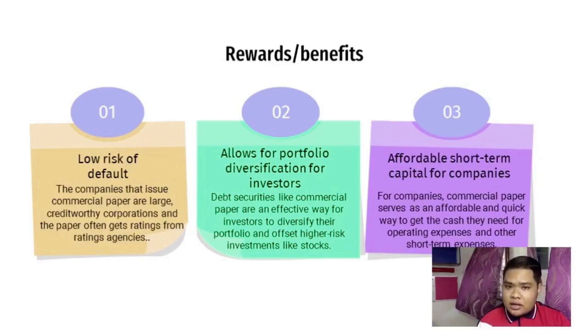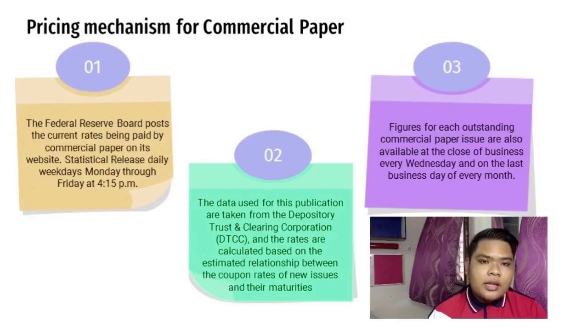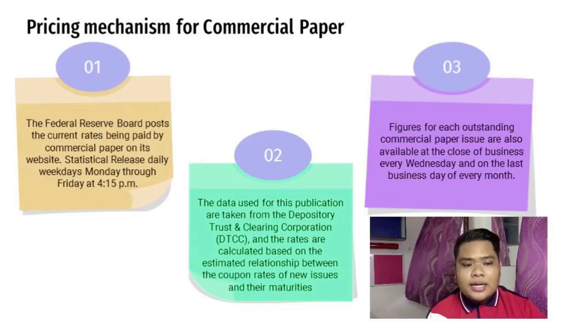Second is that it allows for portfolio diversification for investors. Debt securities like commercial paper are an effective way for investors to diversify their portfolio and offset high-risk investments like stocks. Third is affordable short-term capital for companies. For companies, commercial paper serves as an affordable and quick way to get the cash they need for operating expenses and other short-term expenses.